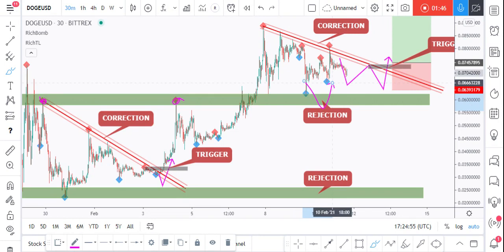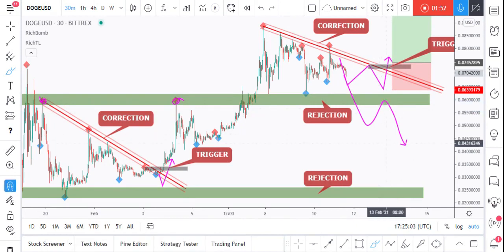Wait for extra confirmation, and of course if price breaks it down aggressively, it will become resistance and we'll be looking for some setups on the retest. But for now, let's focus on trend lines.